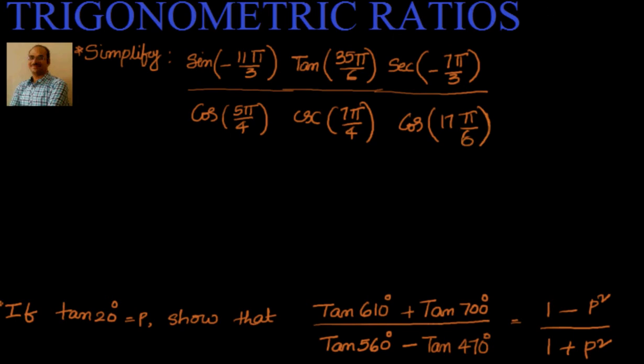We know that if n is even, the trigonometric ratio remains the same. If n is odd, it will change to its complementary one. That is sin to cos, cos to sin, tan to cot, cot to tan, secant to cosecant and cosecant to secant. Now let's go ahead and simplify this.